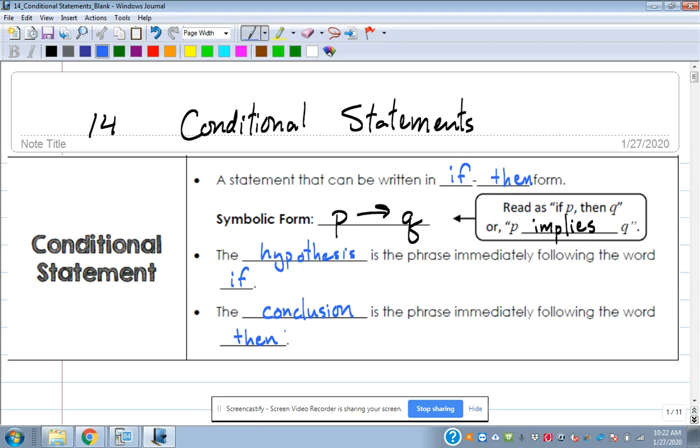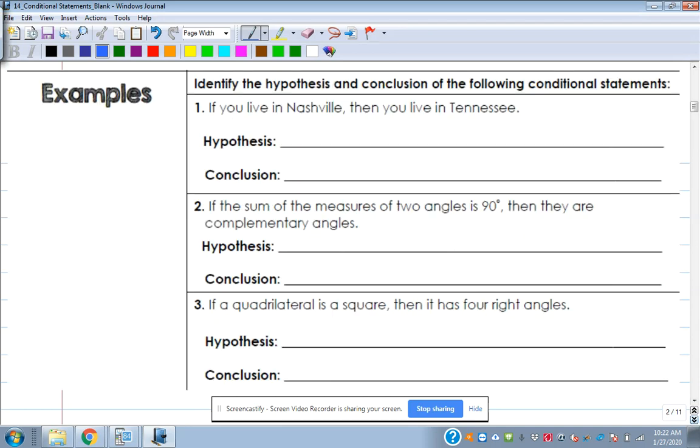Okay. So when we're looking at statements, we're going to first take some if-thens and write the hypothesis and the conclusions. And then we're going to go the other direction. We're going to take statements and write them in if-then form. So start off with the easy stuff here. Identify the hypothesis and conclusion of these statements. It's super easy if it's in if-then form.